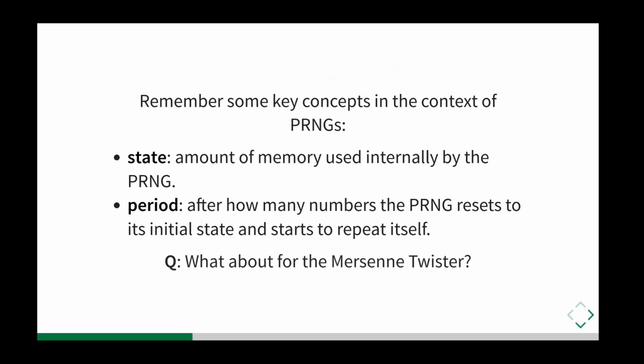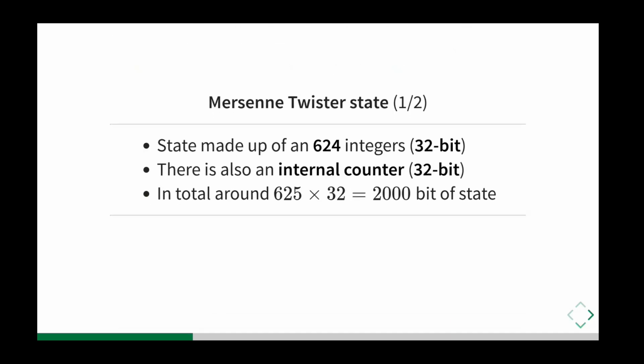So what about the Mersenne Twister in this specific case? Now, the Mersenne Twister is complex because it has a huge state. In the ones we saw in the previous lecture, the LCG, the linear congruential generator, and the middle square method, the state was always a single number. Now we have 624 integers, each of which is made up of 32 bits. These are the so-called state values, a term we'll review. And then there is an internal counter, which is another 32 bits. So in total, we have about 20,000 bits of state.